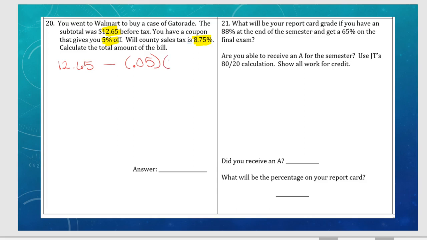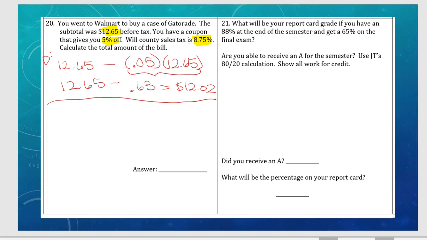And 5% of the $12.65. Calculator time. You can put this in your calculator just how you see it, or you can follow the order of operations, which tells me to do multiplication before subtraction. So it looks like I'm saving 63 cents, and my sale price is going to be $12.02. So that was my discount.